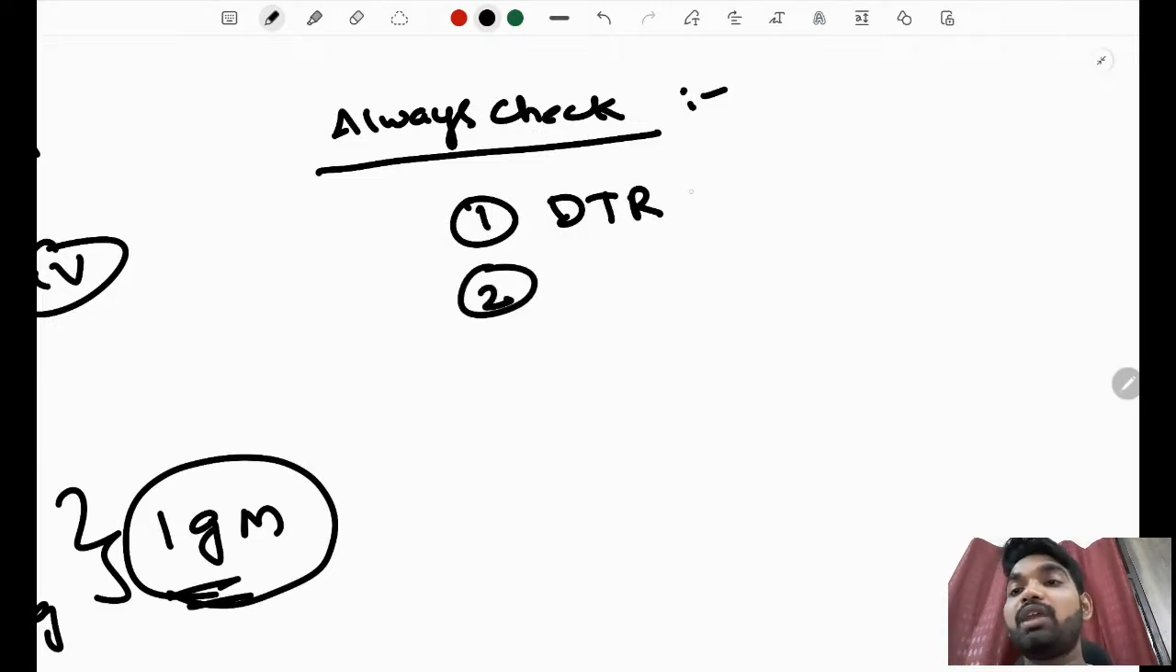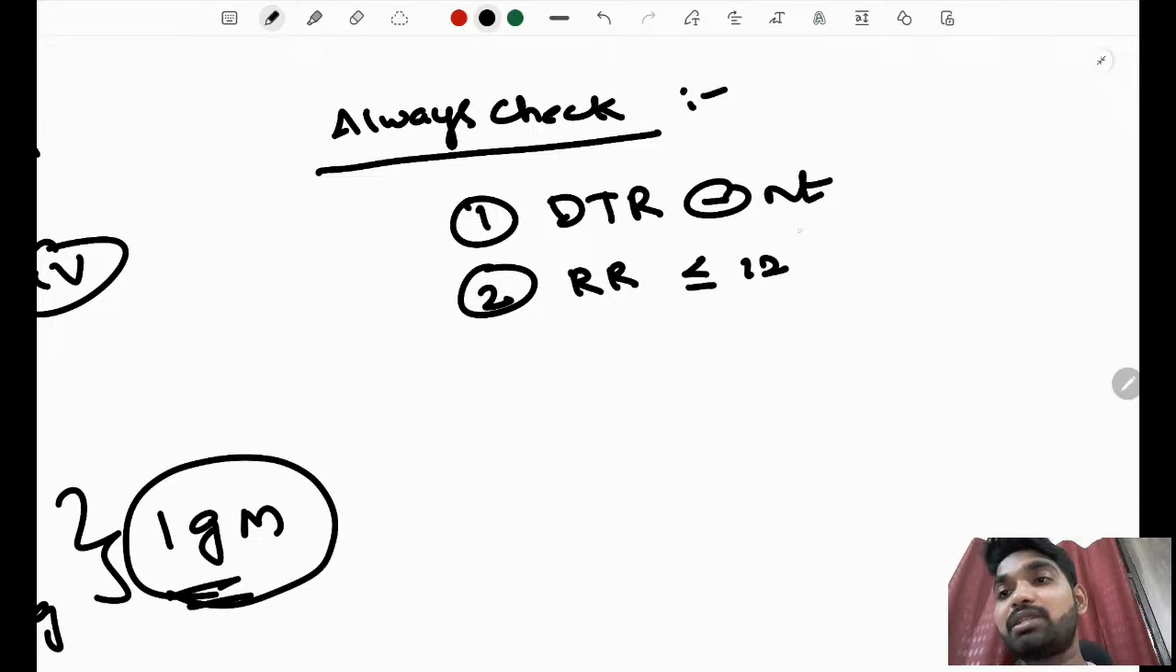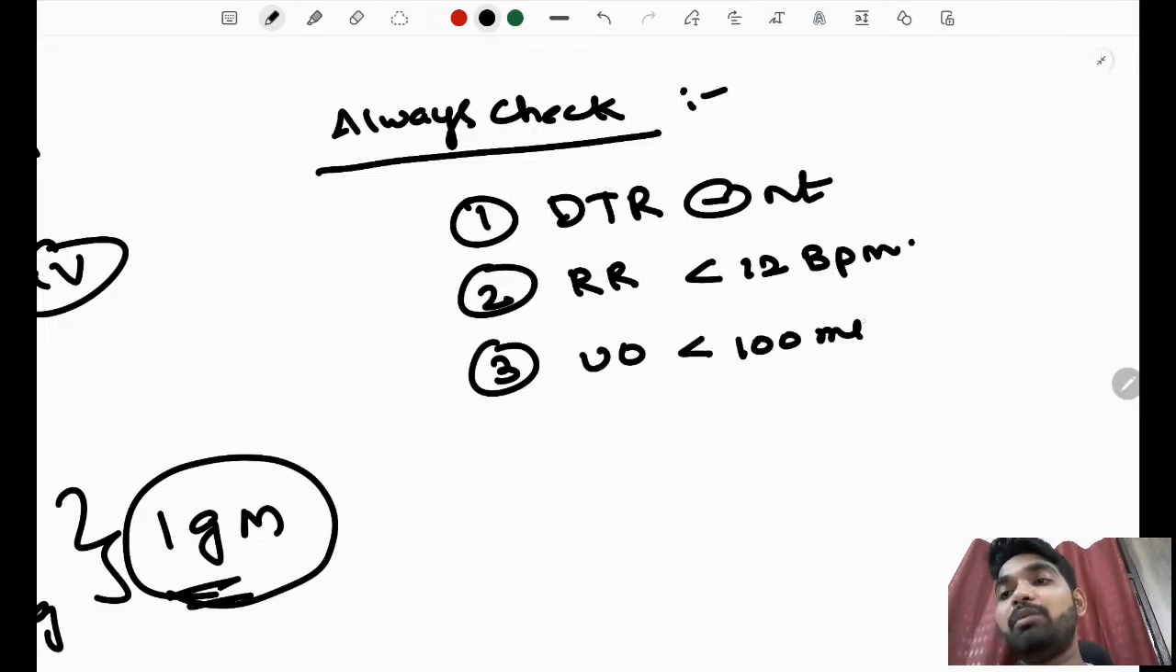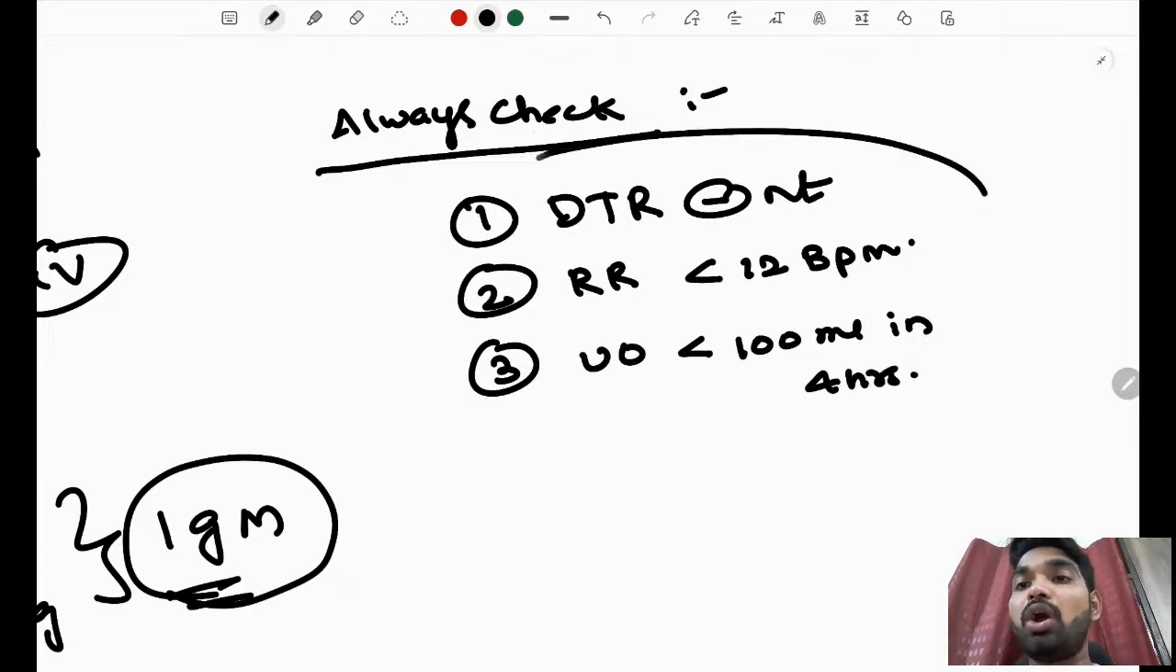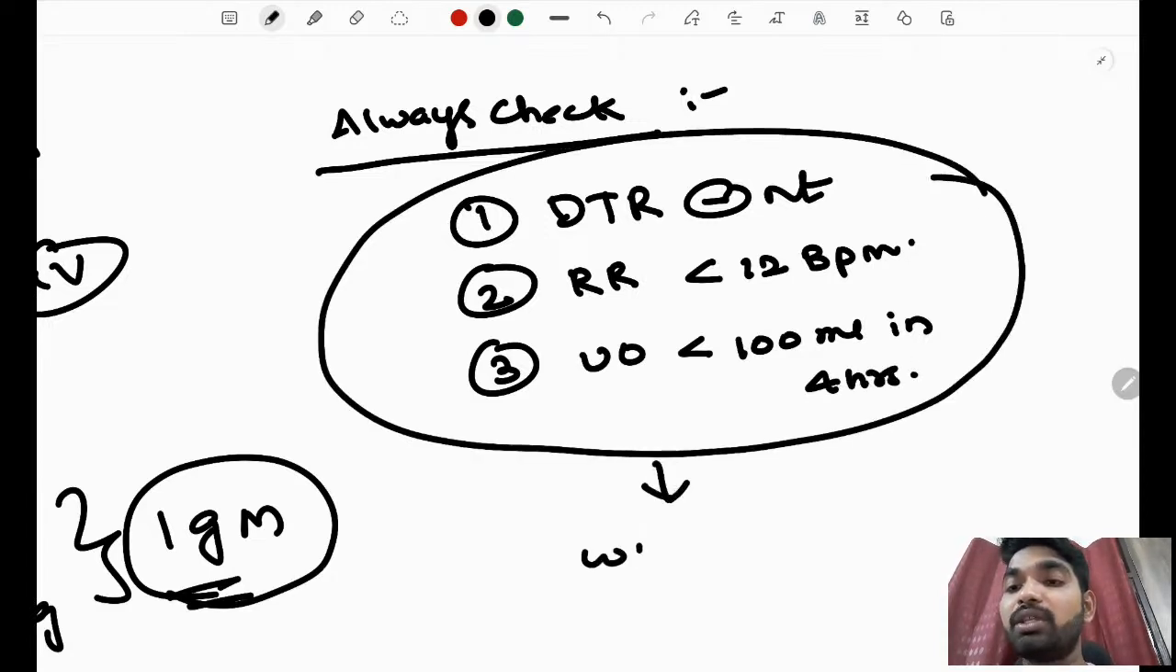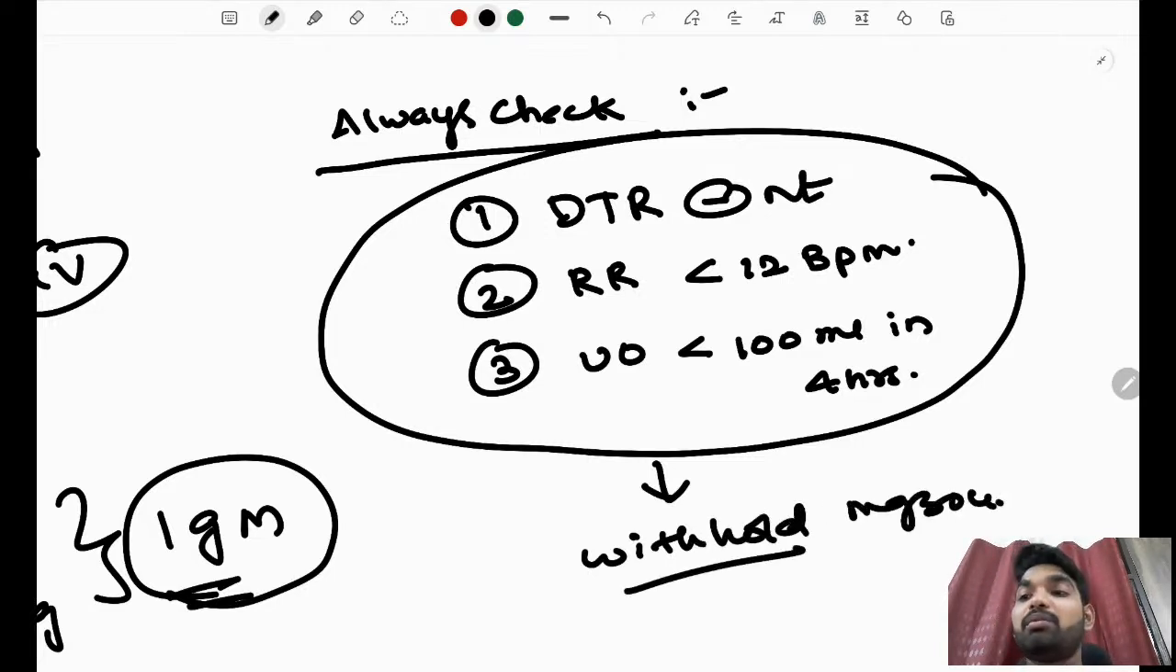So if the DTR is absent, or if the respiratory rate is less than 12 breaths per minute, or if your urine output is less than 100 ml in 4 hours, you will not give the maintenance dose, you will withhold it. Even though the doctor has written the instruction to give maintenance doses after 4 hours, no, you need to check whether the DTR is absent or not. Only if it is present are you going to administer the magnesium sulfate.